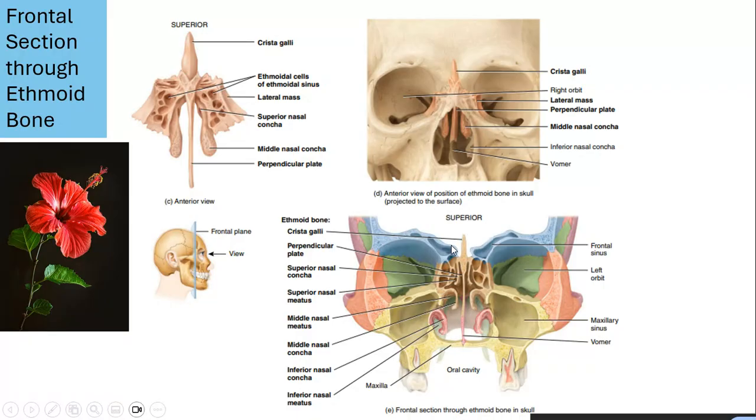As you can see, it looks very unique. This particular area is the ethmoid bone. Plays a very important role, right?